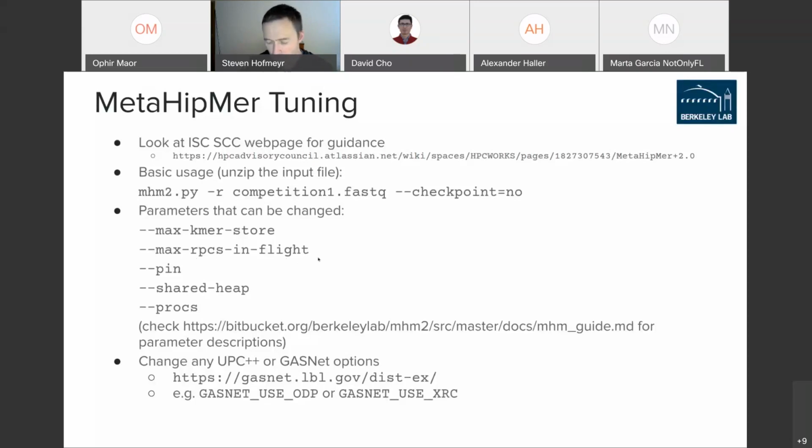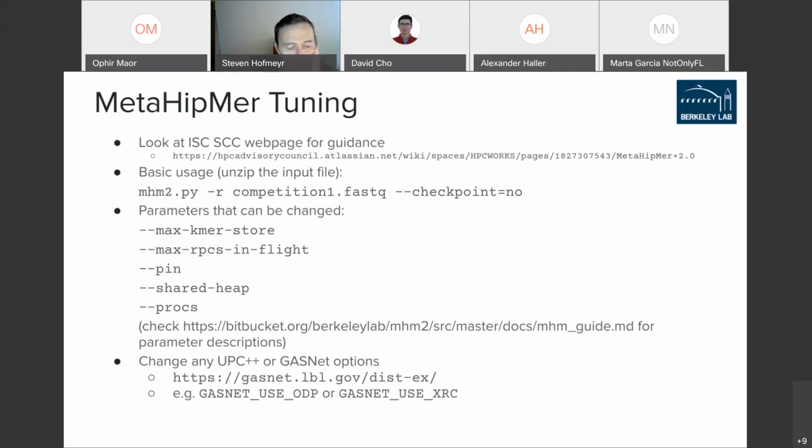So the way MetaHipMer is working is a lot of the operations are these remote procedure calls, and they are done asynchronously. So they're dispatched, and each process that dispatches a remote procedure call keeps on working, so it keeps on dispatching remote procedure calls. And the remote procedure calls basically can accumulate at the target and need to be processed one after the other. And if too many remote procedure calls are dispatched, then you can run out of memory.